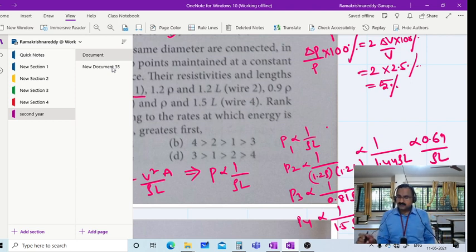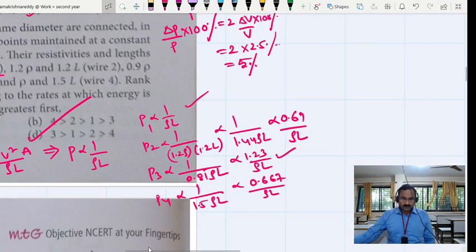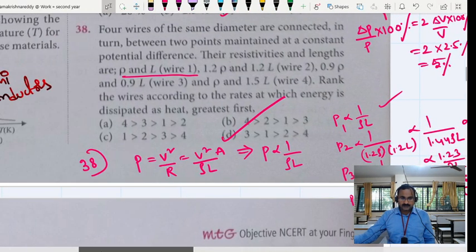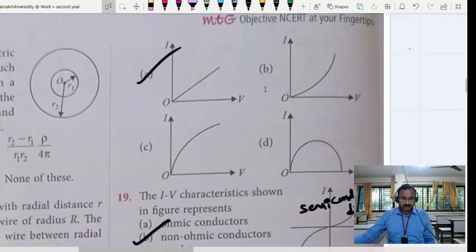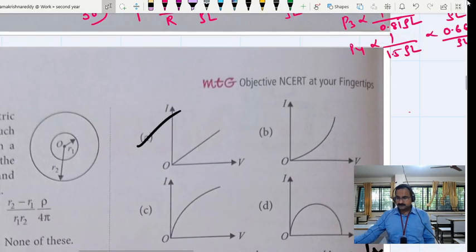In the first case only 1 is there in the numerator. Here it is 0.69, 1.2. So the third is greater, the first is higher. Next one 1, next 0.69, 0.66, so that is the fourth option. So 3 is greater than 1, greater than 2, greater than 4. That is the 38th problem we are getting.